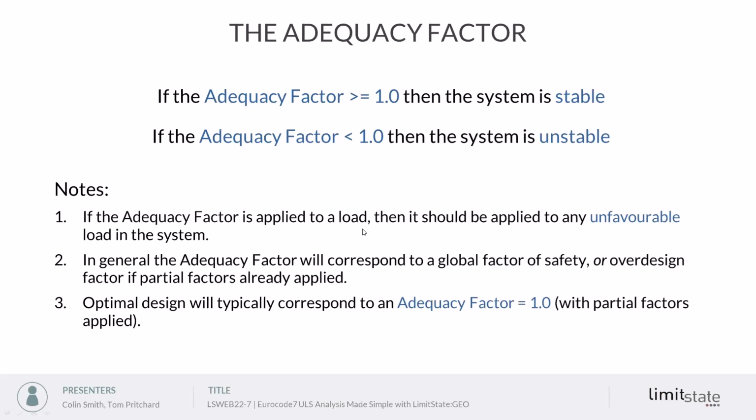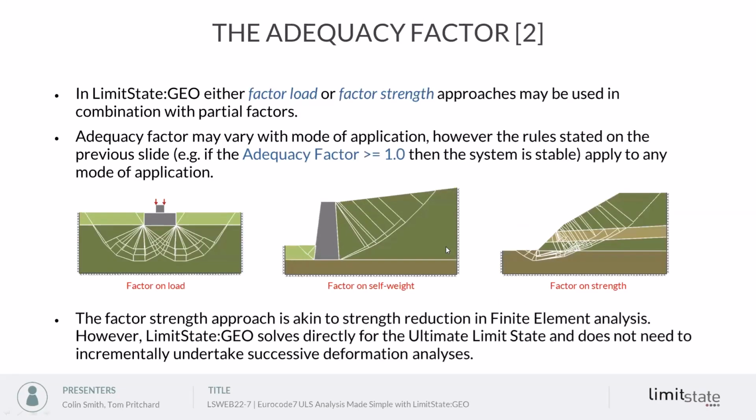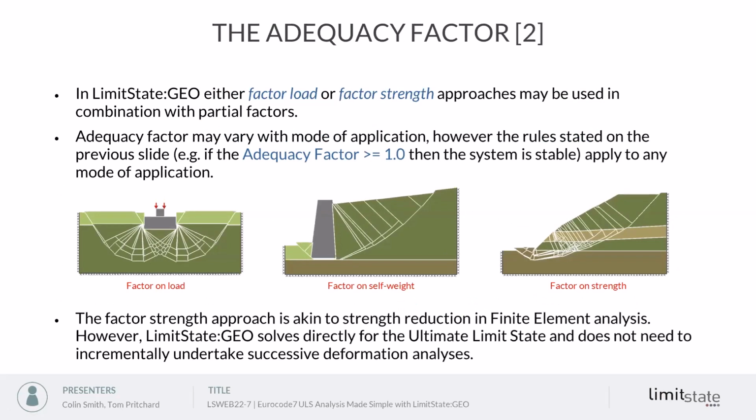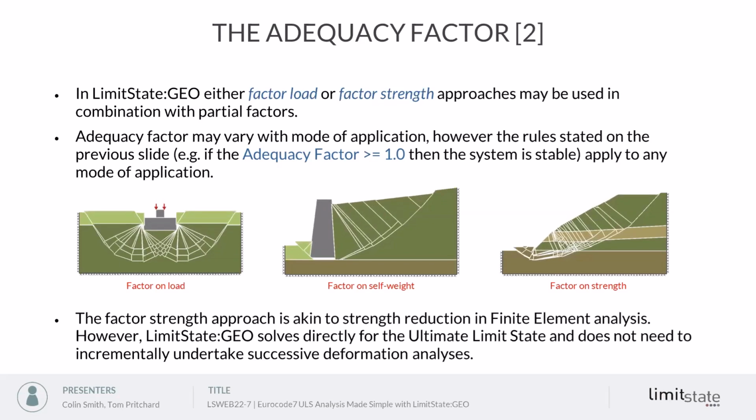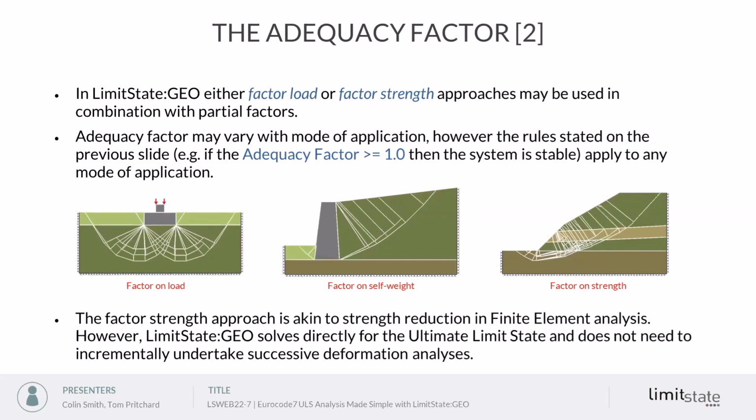And if you're applying to a load, you should apply it to any unfavorable load in the system. And that adequacy factor is going to correspond to a global factor of safety or an over-design factor if you've already applied partial factors. And generally, your optimal design will correspond to an adequacy factor equal to 1, where you've got partial factors applied. And therefore, it doesn't matter how you apply that adequacy factor. That just gives you a measure of over-design on particular parameters, whether it's strength or a load or a self-weight. So that will vary from problem to problem.